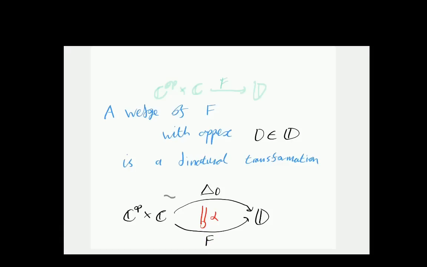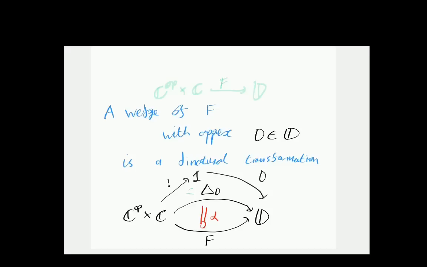What is this constant functor? Well, we can get it just by going to the terminal category, and then picking out this object D. So it's defined to make this triangle at the top commute. And what's a dinatural transformation from this constant functor to F?